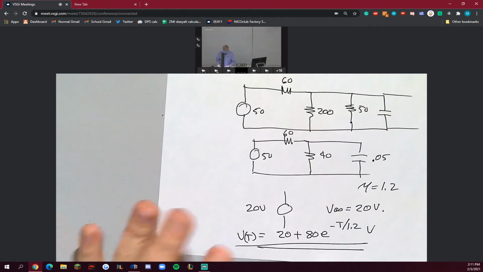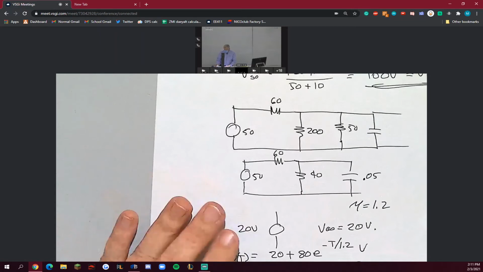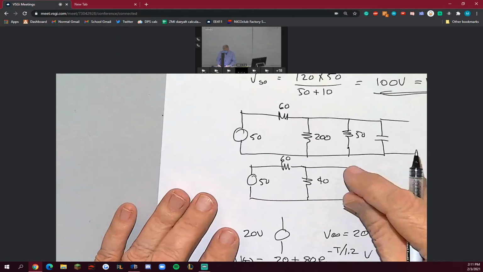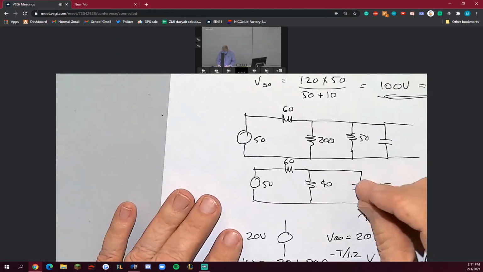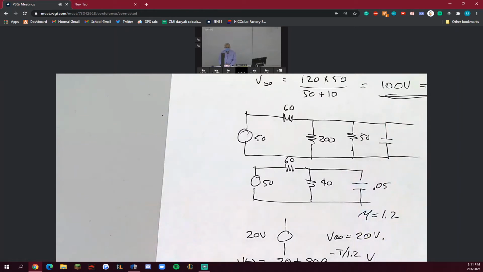Yeah, basically, what we have to do is when we're calculating tau, we need to go and take a look at what's connected to either the capacitor or the inductor and find the Thevenin equivalent resistance. And we use that in our calculation for tau.